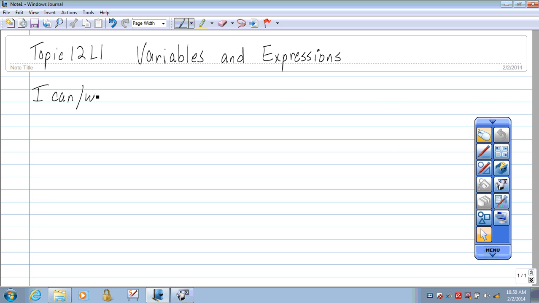I can or will use an algebraic expression with a variable.